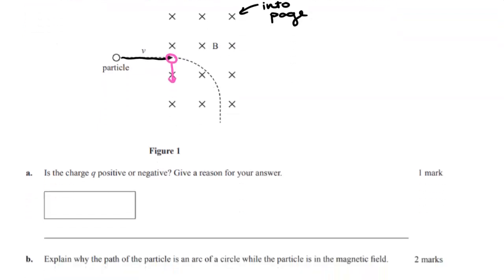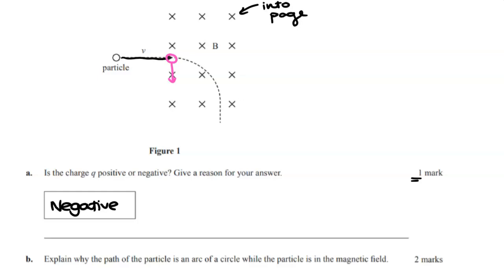So, it says, is the charge q positive or negative? Give a reason for your answer. Now, you'll notice this is only worth 1 mark. It's not enough to say negative. You actually wouldn't get a mark there because you've really just made a 50-50 choice, positive or negative. You need to provide some semblance of an explanation.